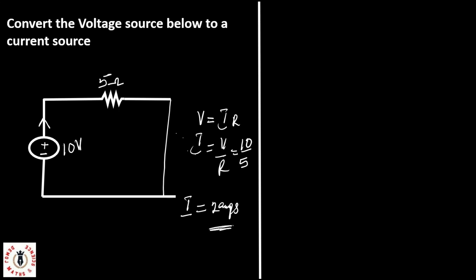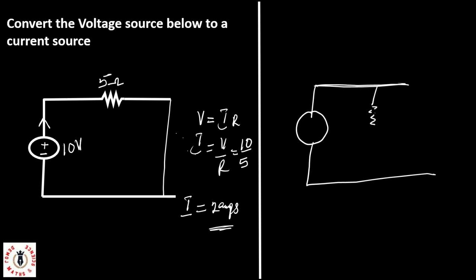Now let's draw out our current source. To draw out my current source, we'll be saying that here is my current source, and I'll be connecting my resistance in what? In parallel to the current source. Then the arrow of my current source must point in the direction of the positive potential of the voltage source. That is, here I have positive on top, I have my arrow pointing upwards. So that my current source from my calculation will be 2 amps and my resistance will be 5 ohms.